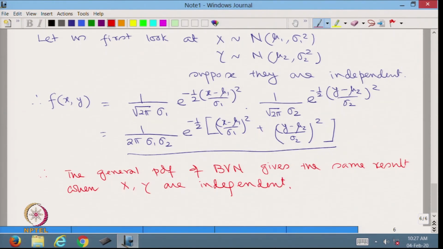But this gives us one more insight, that this term has become 2 pi, because for one normal we get 1 over root over 2 pi, for another we get another 1 over root over 2 pi. Therefore, root over 2 pi whole square, that is 2 pi, comes into picture.